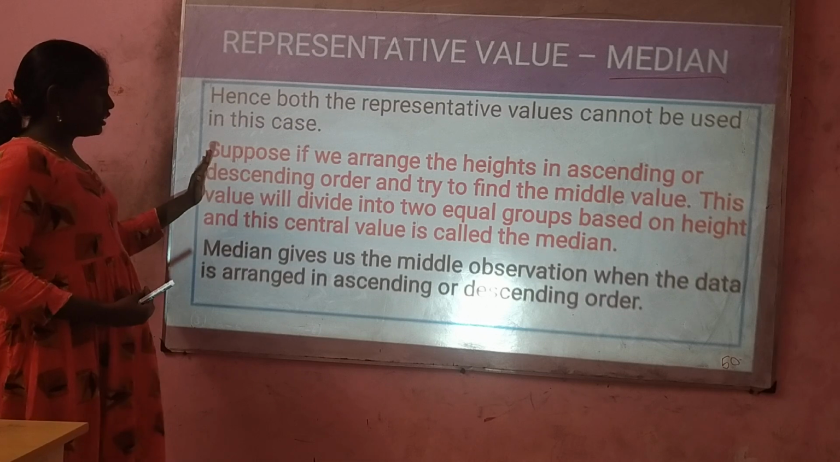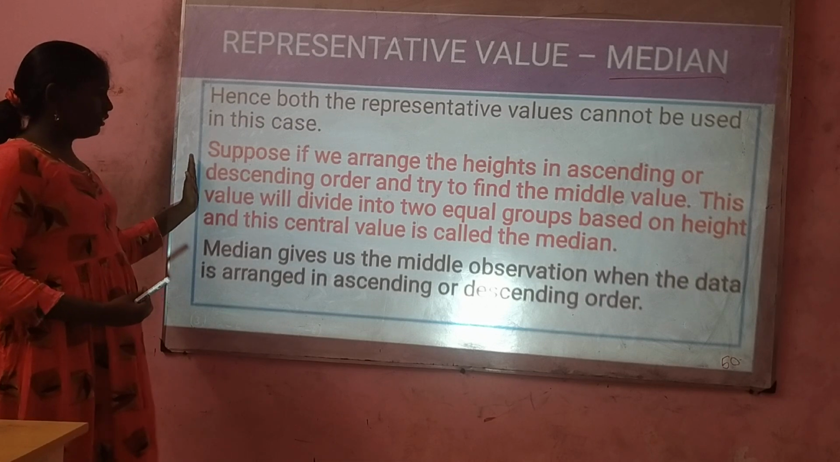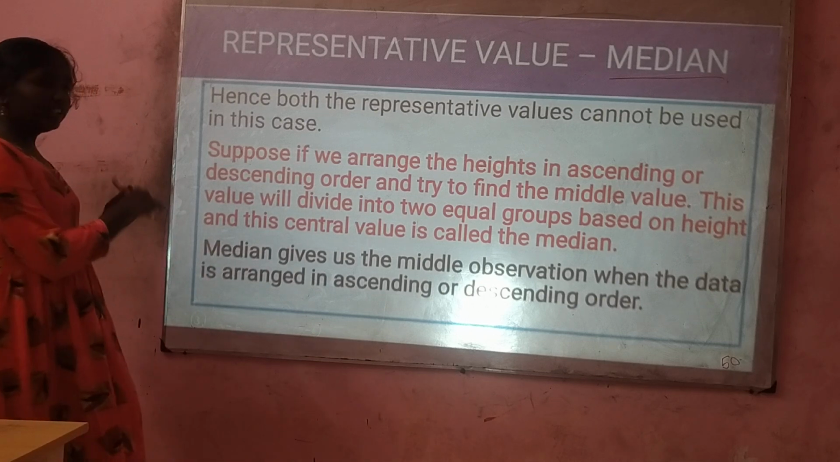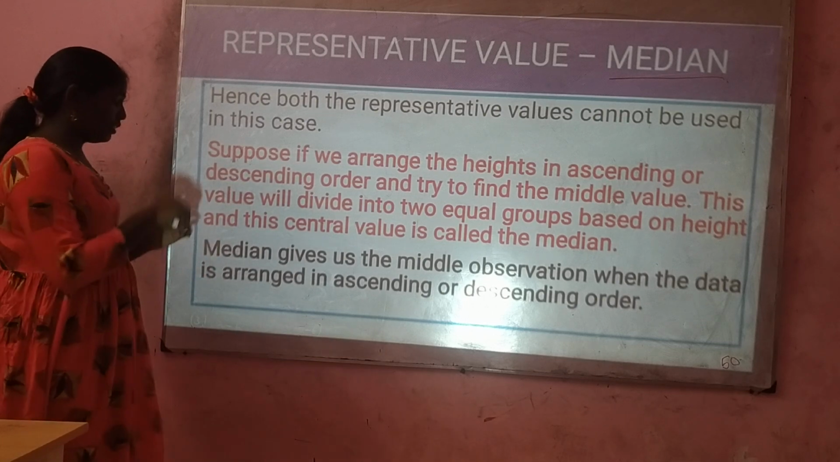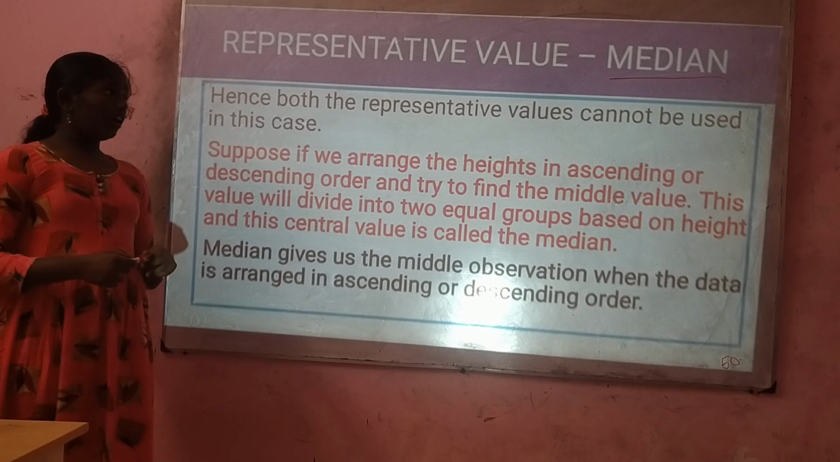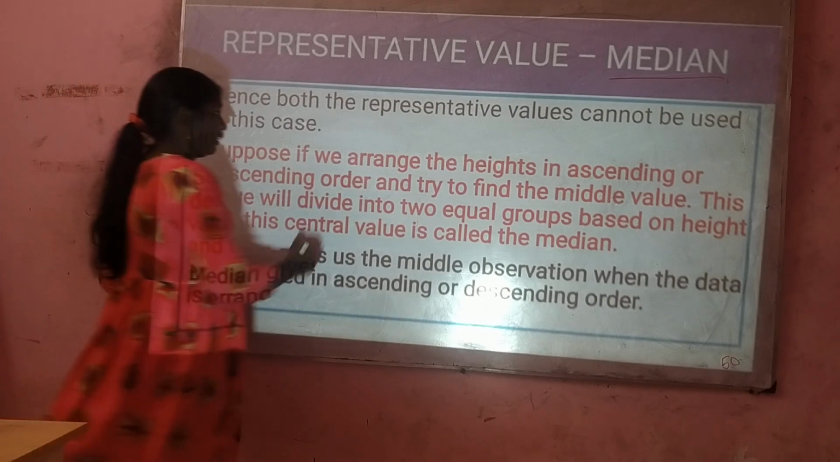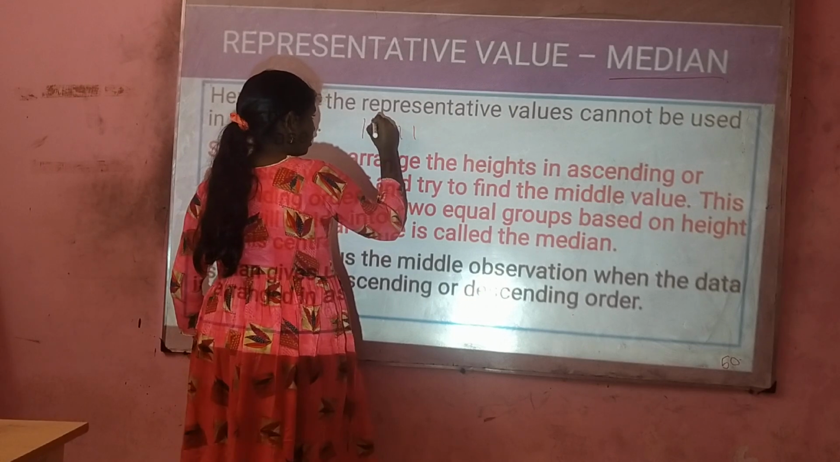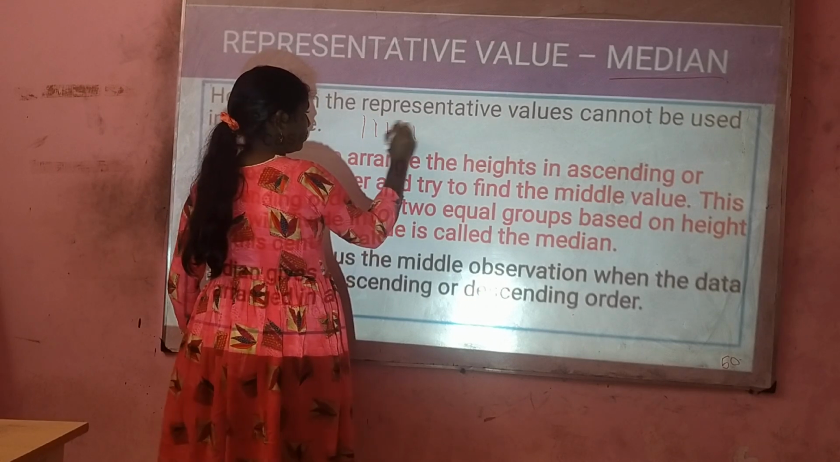Suppose we want to arrange the heights in ascending or descending order and try to find a middle value. So we are going to arrange it in ascending or descending order. We find the middlemost observation. So let's take a small example here. 1, 2, 3, 4, 5. So this is all in a particular order.